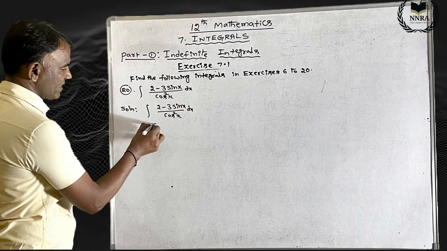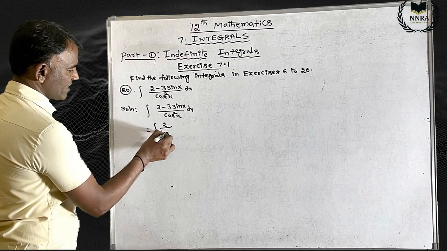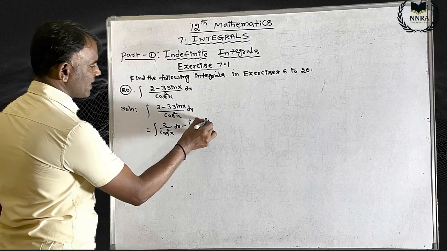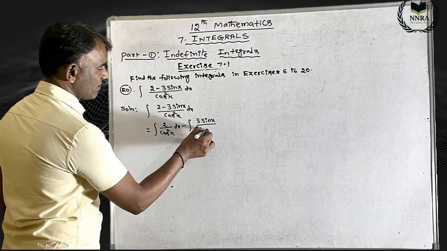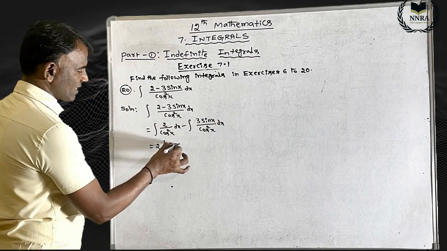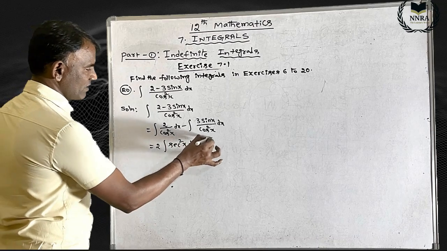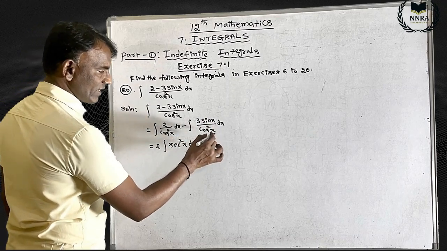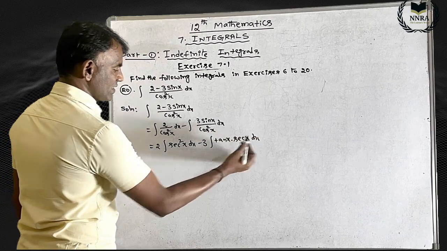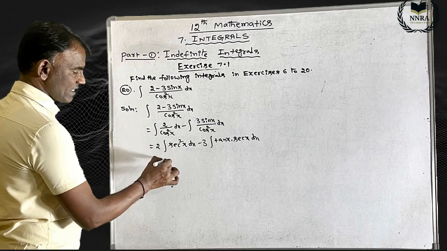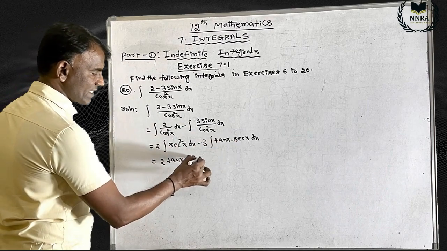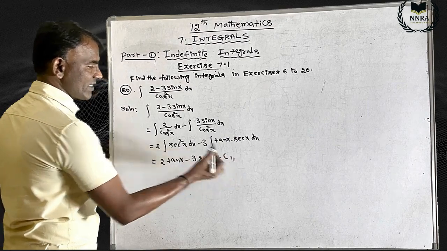Now the first term is integral 2 by cos square x dx minus integral 3 sin x by cos square x dx. 2 into integral 1 by cos square x can be written as secant square x. For the second, sin by cos x into 1 by cos x: sin by cos x is tan x and 1 by cos x is secant x, right? So what is integral secant square x dx? That is tan x. And the integral of tan x into secant x dx is secant x, then plus constant c.